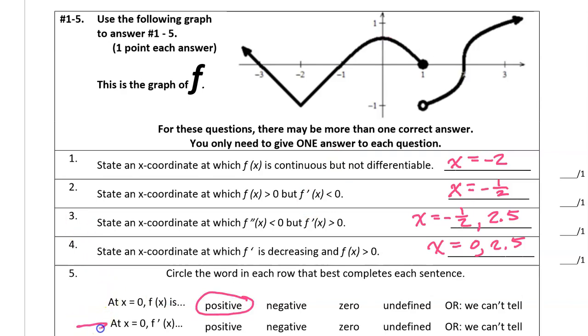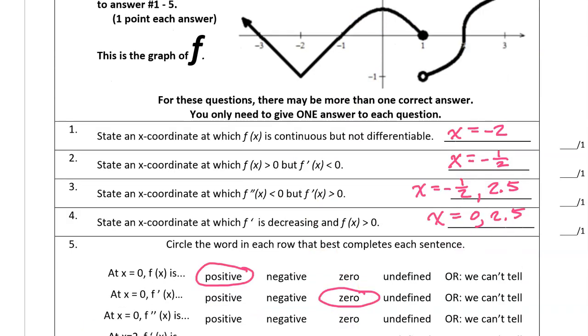Okay, we are on this one now. At x equals 0, f prime is positive, negative, 0, undefined, or we can't tell. So we're talking about an x value of 0. f prime is the slope. So one way to answer this question is to understand that we have a horizontal tangent line right here. So the slope is 0.